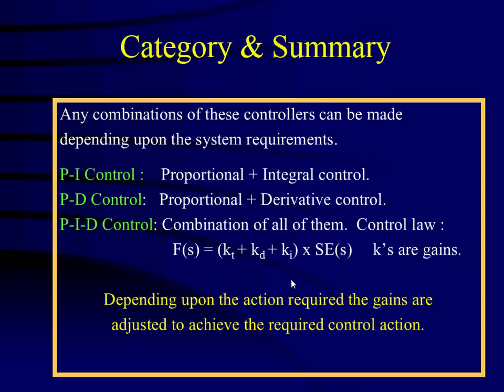Okay? So any combination of these controllers can be made depending on what the system requires. PI control is proportional plus integral control. PD is proportional plus derivative control. Or you can have a PID controller, which is a combination of all these three. And the control law is over here. So depending upon the action required, the gains will have to be adjusted to the required control. So that is the conclusion of this presentation on the three different kinds of controllers that we can have.